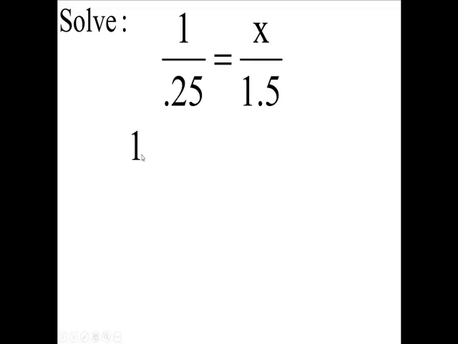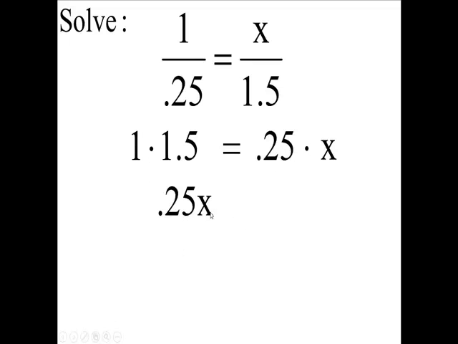Now, to solve a proportion, you cross multiply. Draw a line through these two that's crossing these two. 1 times 1.5. That will equal, and then go back the other way, X times 0.25. 0.25 times X. So I'm going to start off with a 0.25. You don't need the times sign. 0.25 times X equals, and when you take 1 times 1.5, what do you get? 1 times 1.5 is 1.5.